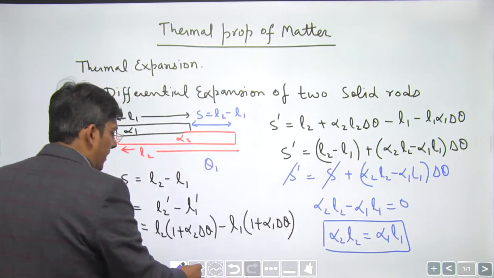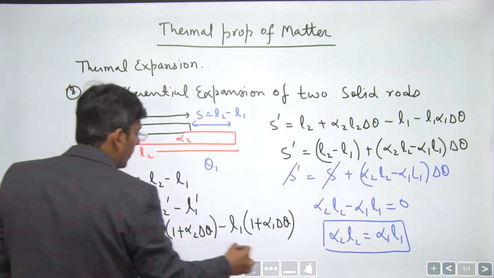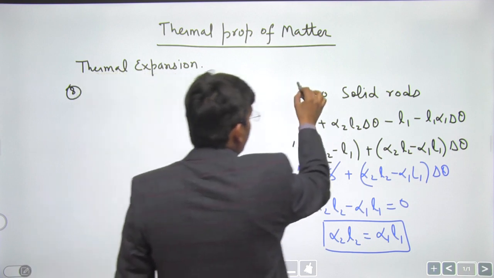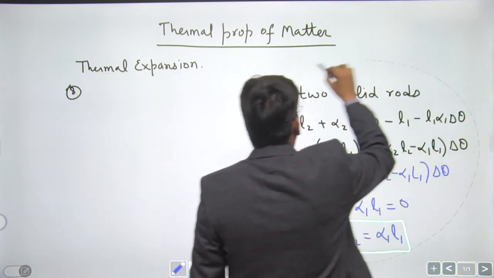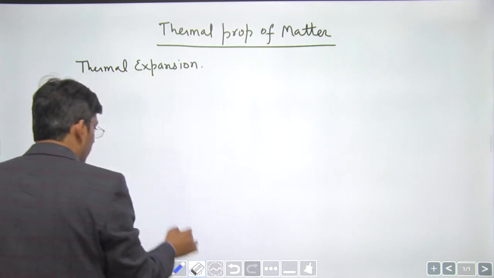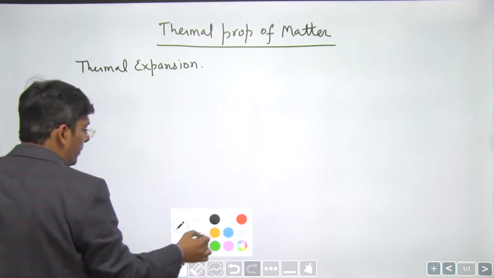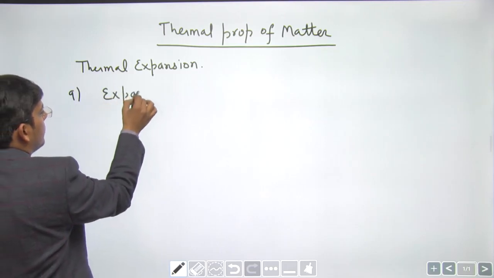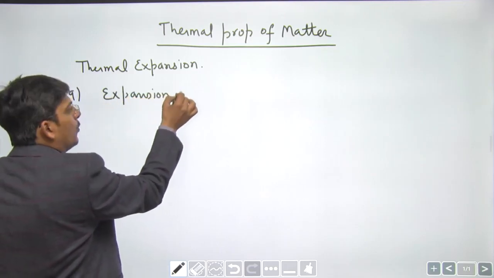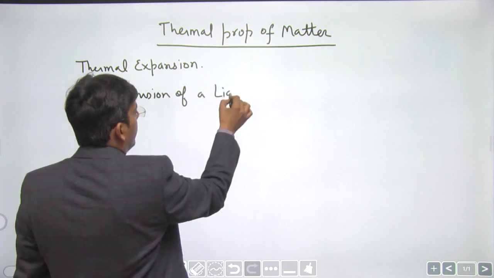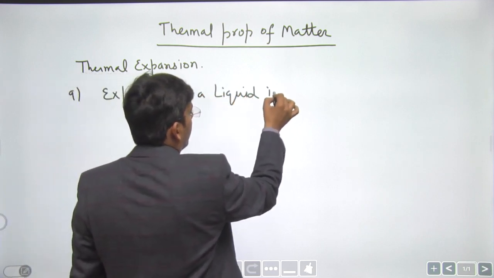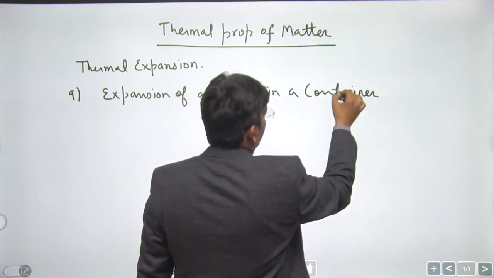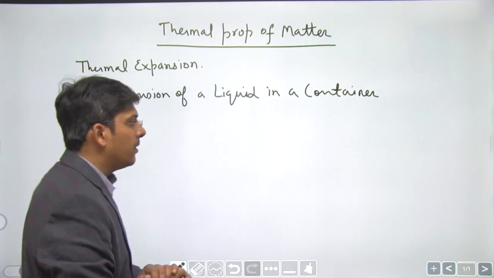Okay, let us do the last question, dear students, based on thermal expansion, the ninth variant of the thermal expansion. So the ninth variant is, dear students, the expansion of a liquid in a container. So we have expansion of a liquid in a container.